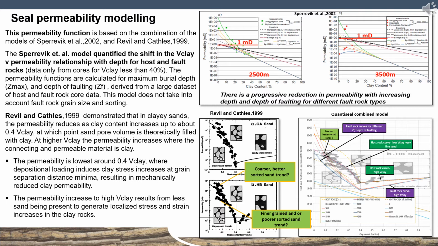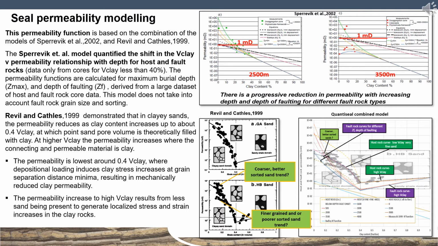Our permeability modelling is a combination of the models of Sperrevik and Revil and Cathles. The Sperrevik model was the first to quantify the shift in V-clay versus permeability relationship with depth for host and fault rocks. Importantly, this was only for data for V-clay up to 40%. The model also does not take into account fault rock grain size and sorting.